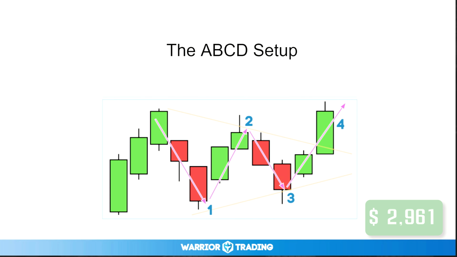In an ABCD pattern, you have the first leg up, you have a pullback, it comes back up, but on the second leg up, it doesn't make a new high.